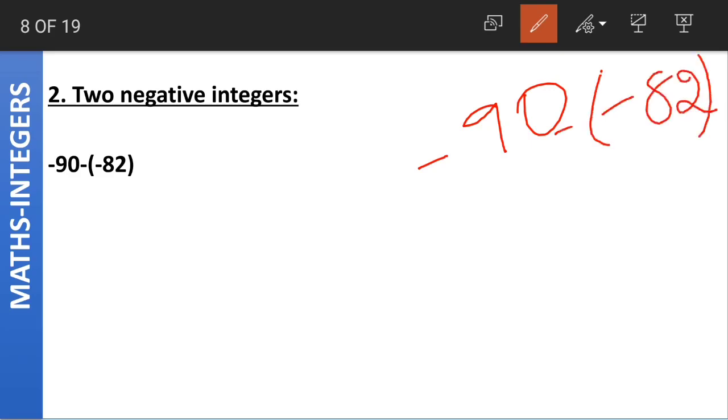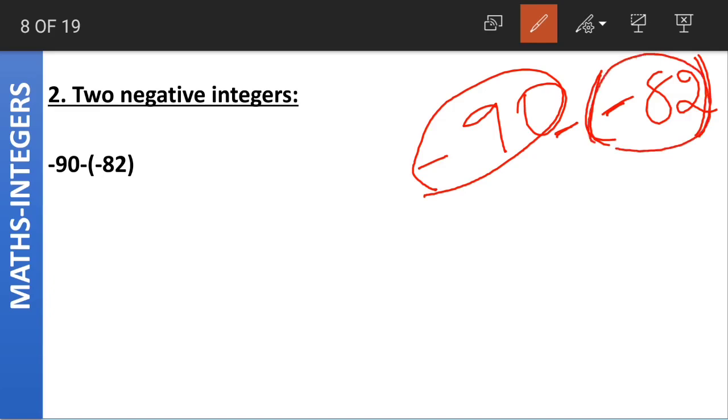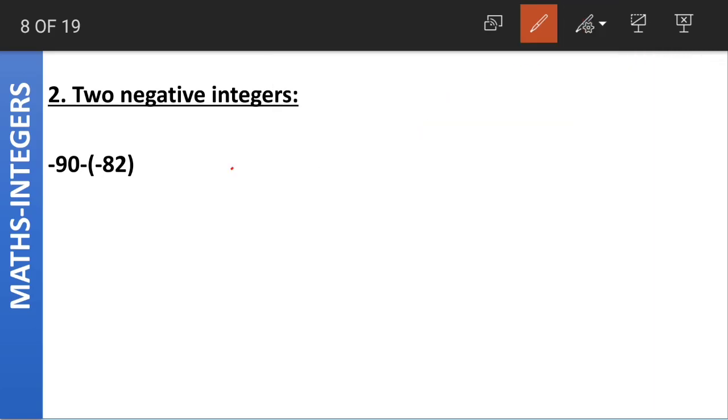Now look at the difference here between the previous question and this question. We are having brackets here and we are having two negative signs, which means that minus 90 is a negative integer, minus 82 is another negative integer, and we are subtracting both of them. Is it clear? Minus 90 is the first integer, minus 82 is the second integer, and we are subtracting both of them. Now how do we do this?